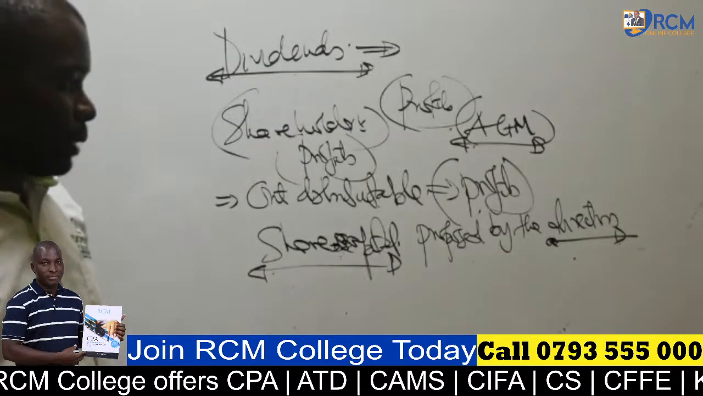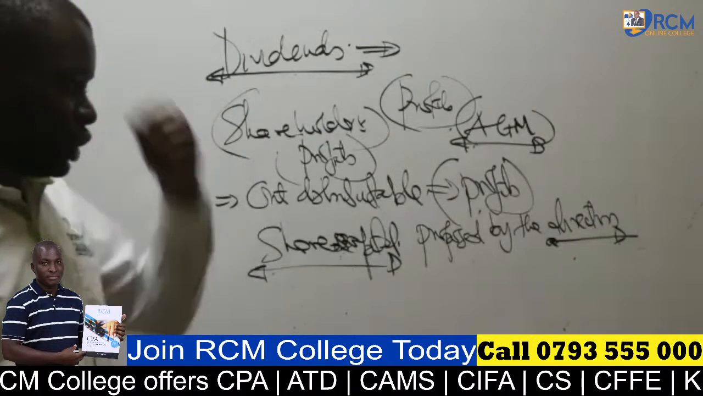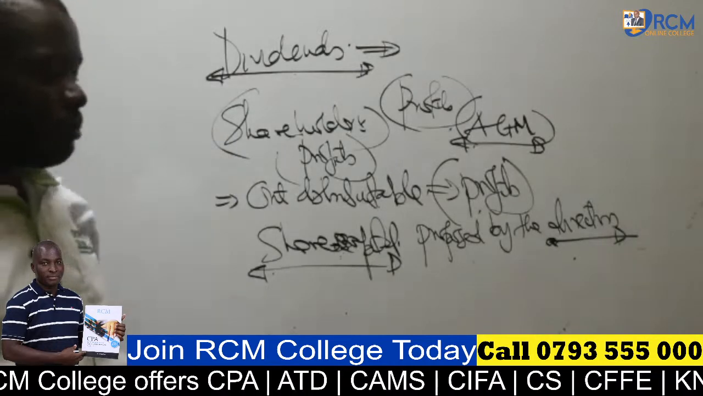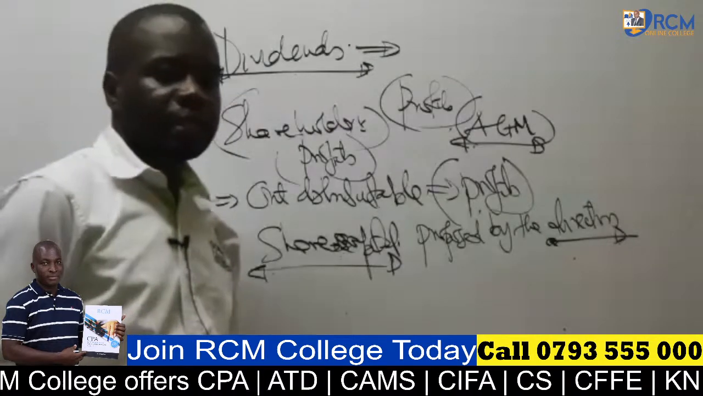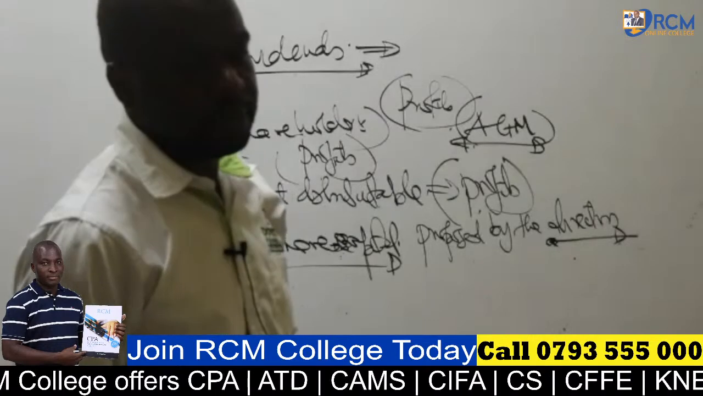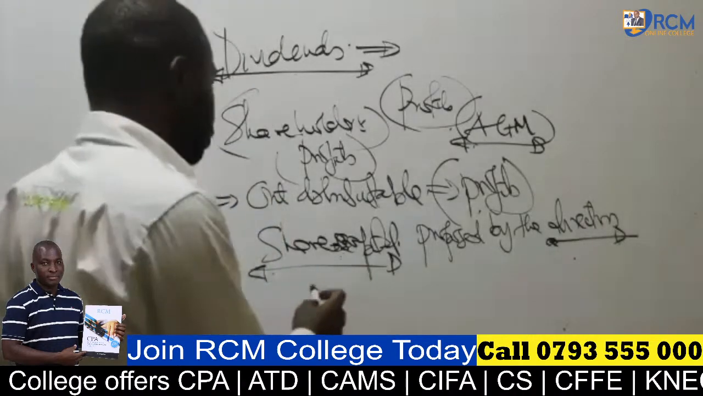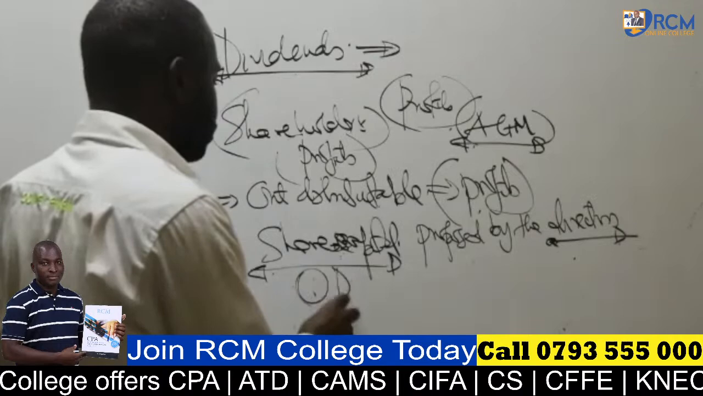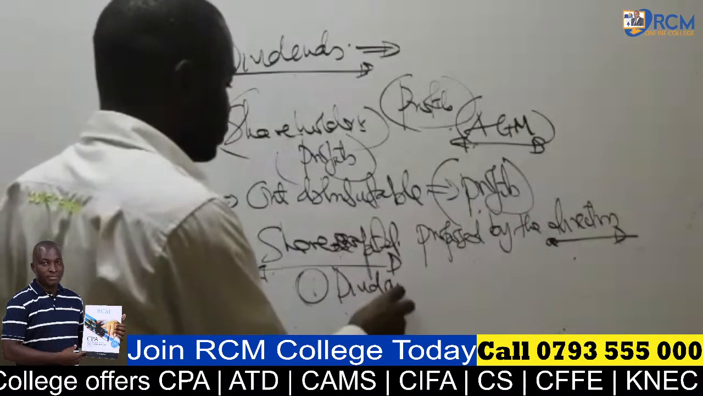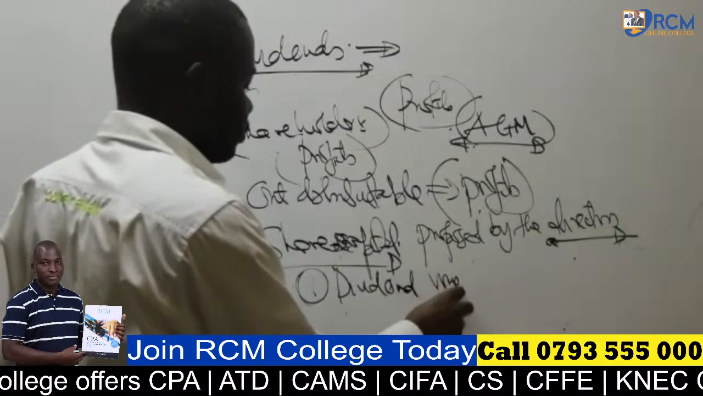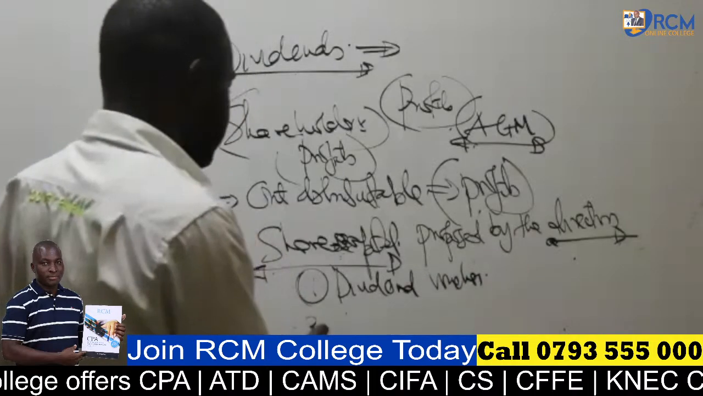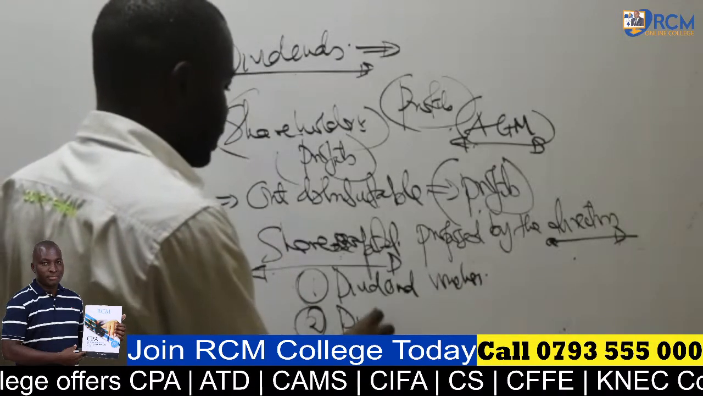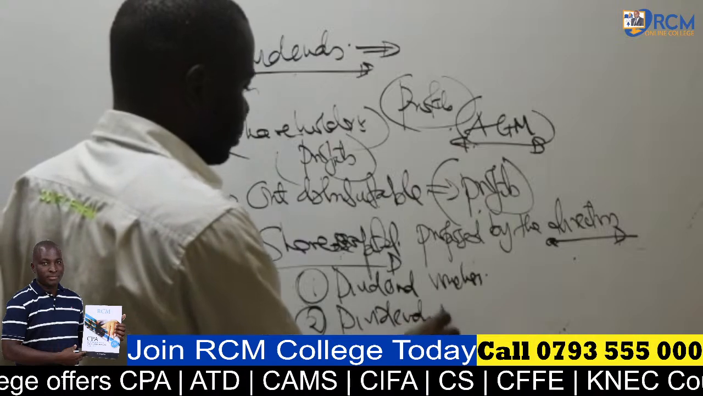So what will happen after it has been approved at the AGM? The company will send out the dividend vouchers and dividend mandates. So you have two key documents: the dividend vouchers and the dividend mandates.